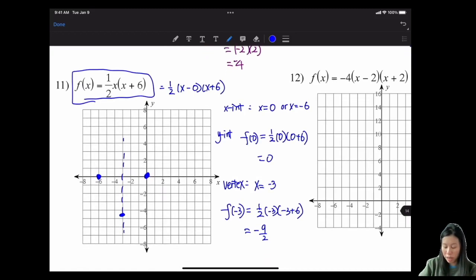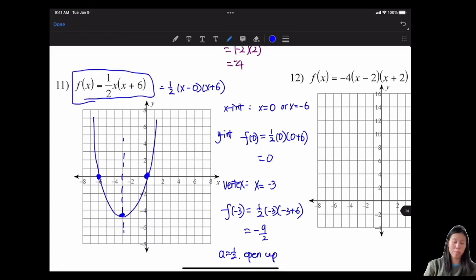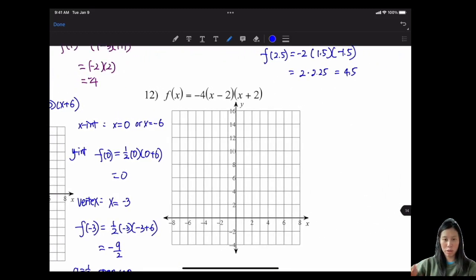Okay, and now let's take a look. A equals 1/2, which means it opens up. We know that the graph is going to look like a U. Okay, next one. Try to do it by yourself.